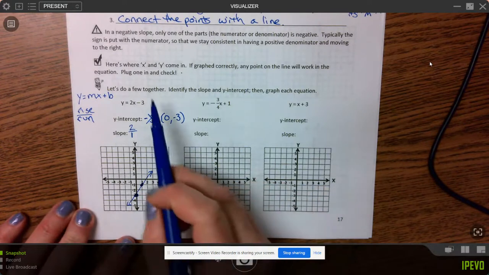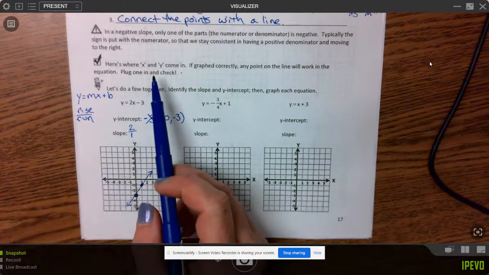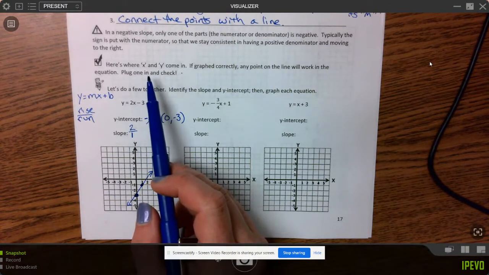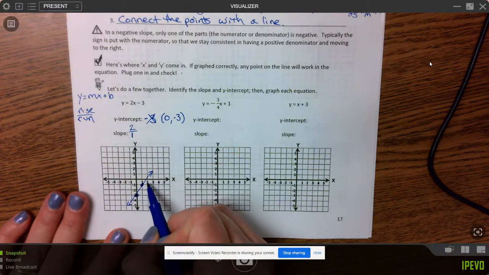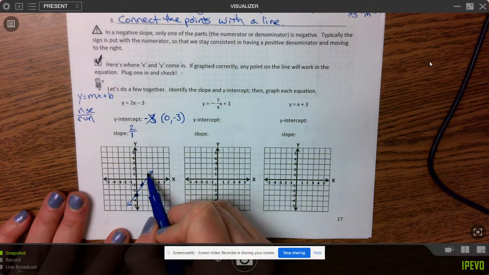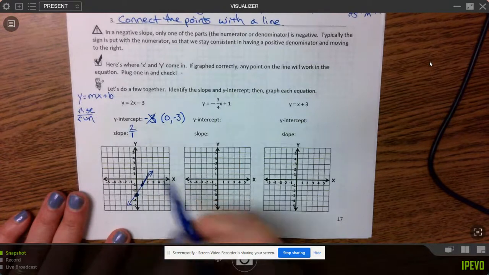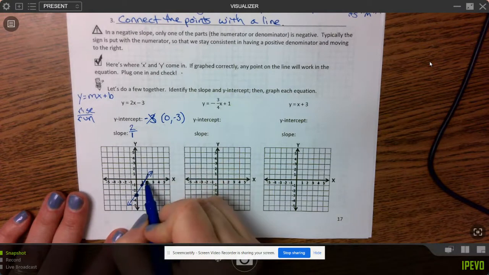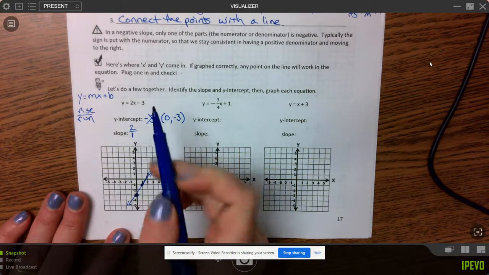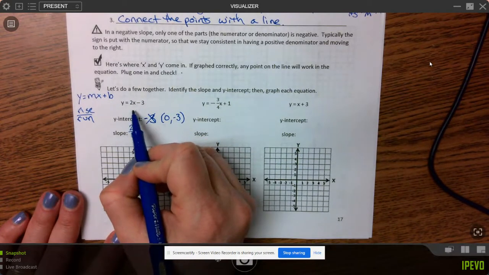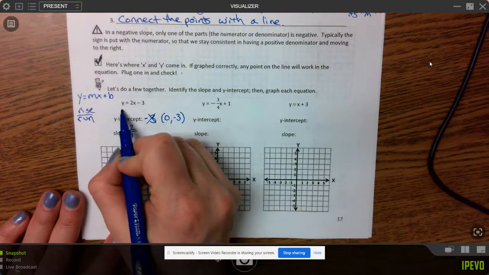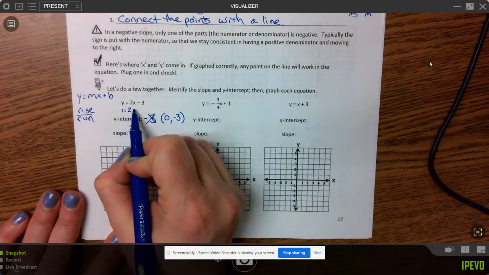And now it says we can check it by plugging in any ordered pair to see if it's graphed correctly. If I had drawn my line straight, I would have hit right up here with my x being 2 and my y being 1. So I could put in my x to be 2 and my y to be 1. Let's see if that would work.